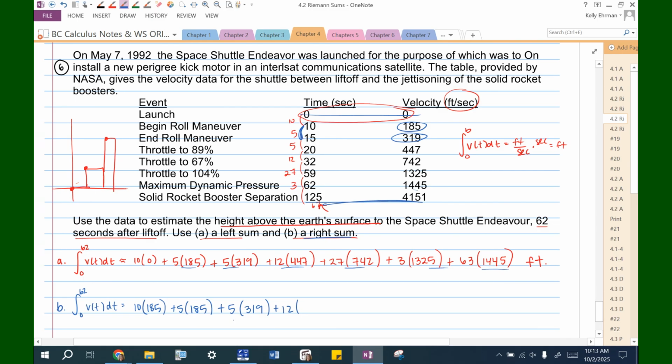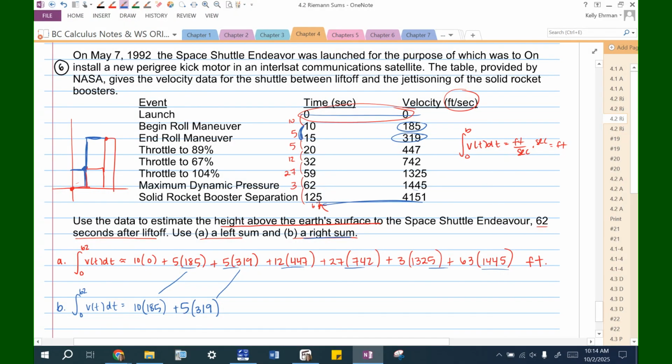Oh, wait, am I off by one? Hold on. Maybe I shouldn't just copy all this down. Okay, so on this one, here's my first one. From 0 to 10, I'm at 185. Check. And then from 10 to 15, that's 5. And now I'm at this height, which is 319. Oh, yeah, there we go. I was just copying these down. Sorry, it was just here to here. And I guess these widths are a little bit off, because should that be 5, 185? No, that should be 10, 185 because it's 10 between here. So I should double check that.